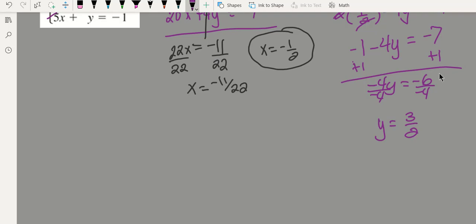Now, where did I get 3/2? 6 and 4 have a 2 in common. 2 goes into 6 3 times, 2 goes into 4 2 times. So my ordered pair, or my solution for this, is negative 1/2 and 3/2.